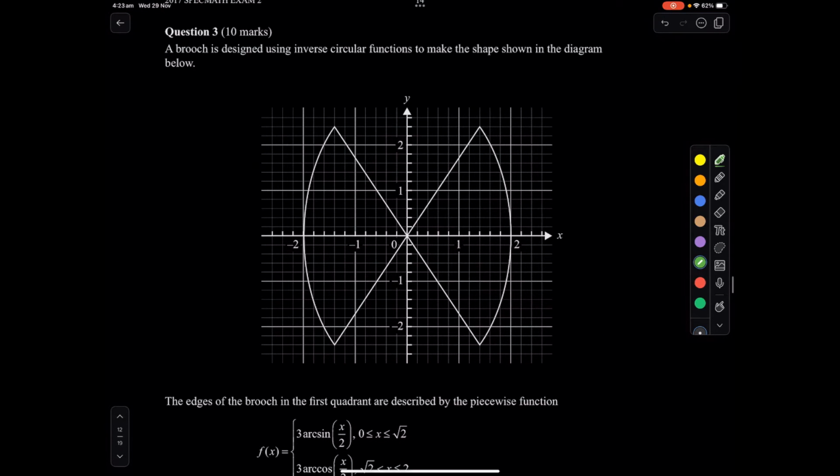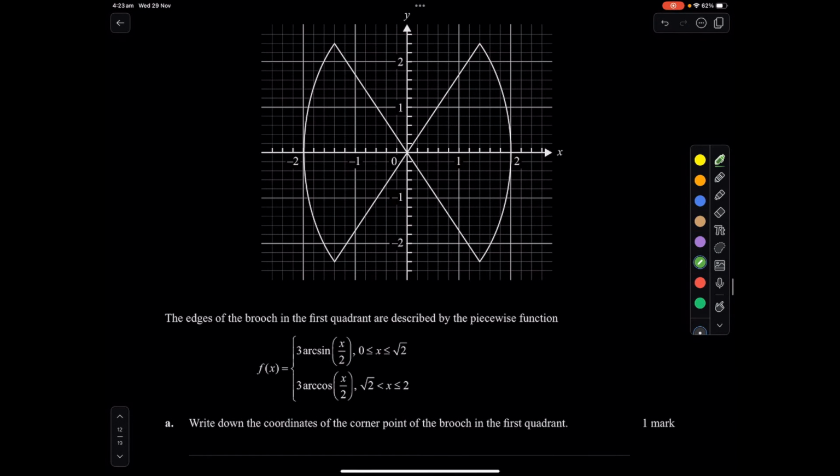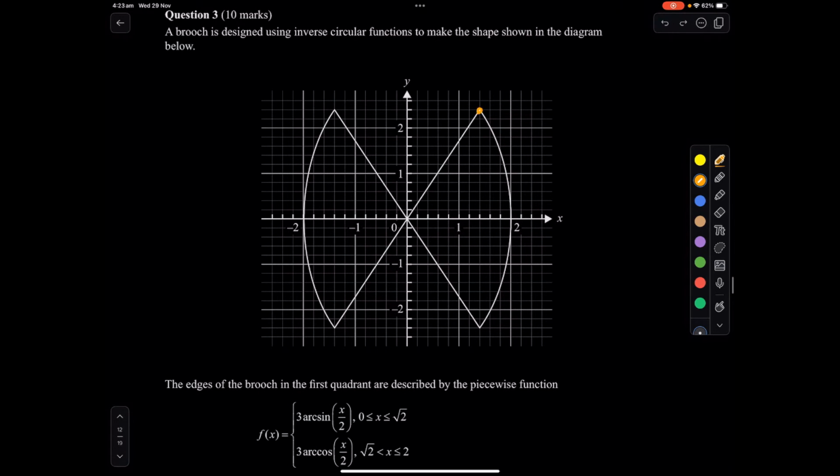Question 3. A bridge is designed using an inverse circular function to make the shape shown in the diagram below. The edges of the bridge in the first quadrant are described by these piecewise functions. So these just describe this first quadrant section over here. Okay, what do we do? Write down the coordinates of the corner point of the bridge in the first quadrant. So we want the coordinates of this.